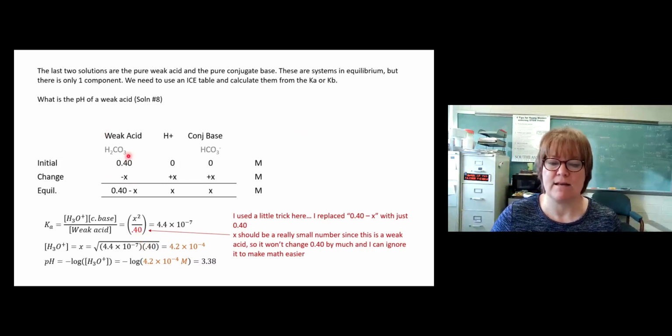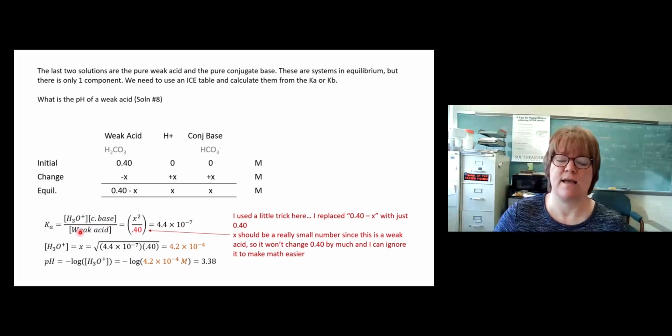So for the Ka, we already know it. This isn't too bad. I'm starting with 0.40 molar. I've got nothing else there. I change by X, and I write out the Ka expression from the reaction. The weak acid makes hydronium ion and conjugate base. Those are my products, they go on top. The weak acid goes on the bottom.